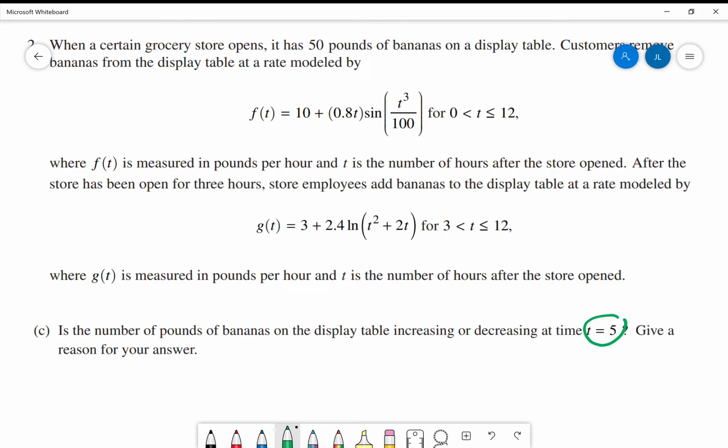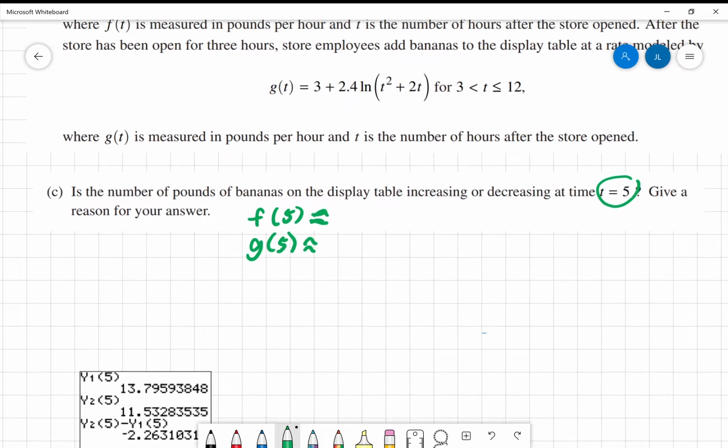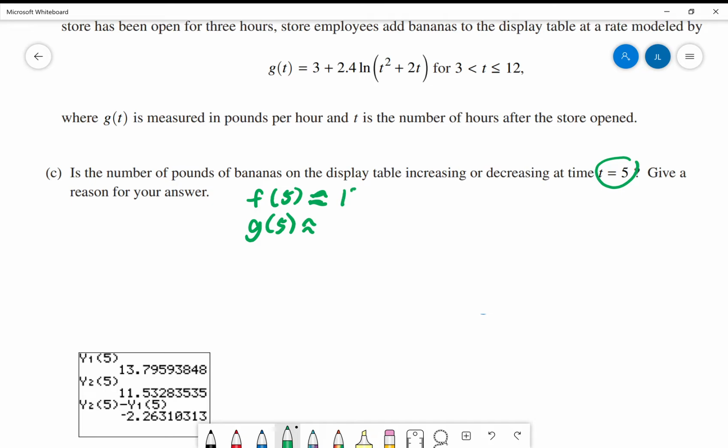So for this problem, all you really have to do is find the rate at which bananas are being removed when t is equal to 5, and also the rate at which bananas are being added at t is equal to 5, and compare those two rates. See which rate is higher. Now, again, you can do this easily on the calculator. Here are my two answers. 13.796 pounds are being added per hour, and 11.533 pounds per hour of bananas are being removed. This one is being removed, and this one is being added.